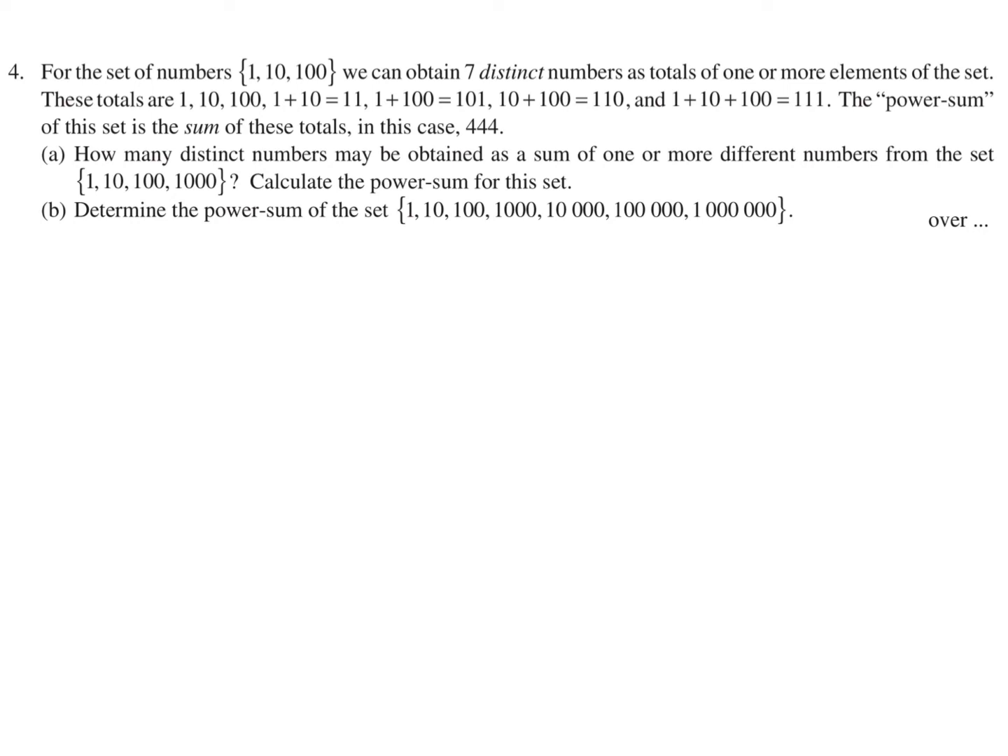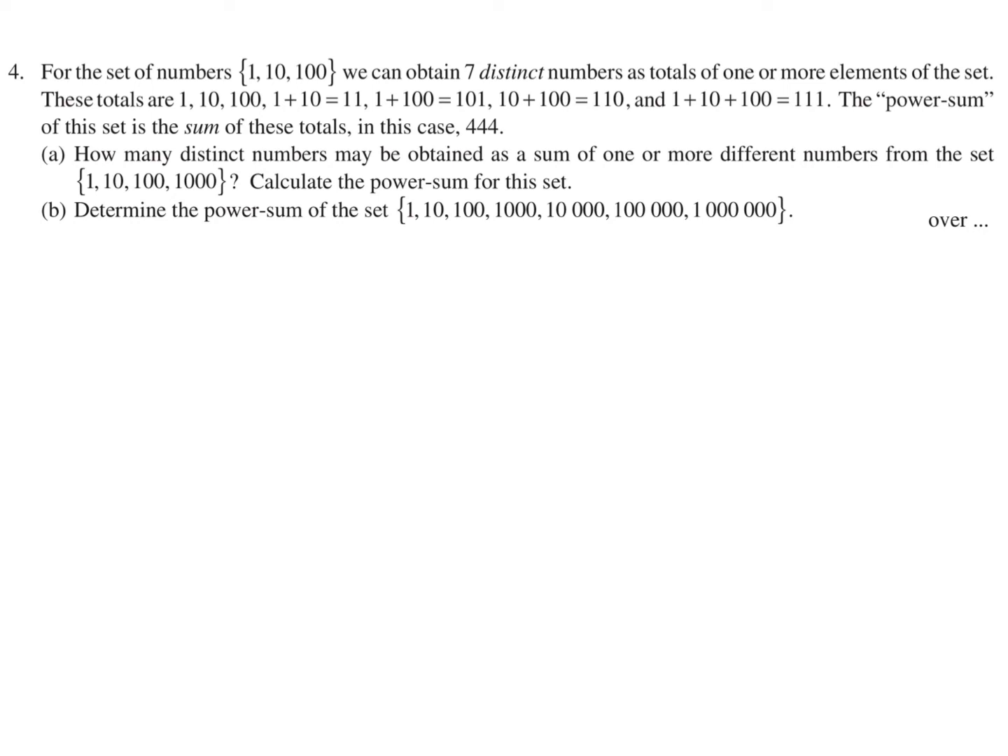For a set of numbers 1, 10, and 100, we can obtain 7 distinct numbers as totals of one or more elements of the set. These totals are 1, 10, 100, 11, 101, 110, and 111. The power sum of the set is the sum of these totals. In this case it is 444. How many distinct numbers may be obtained as a sum of one or more different numbers from the set 1, 10, 100, 1000? Calculate the power sum for the set.